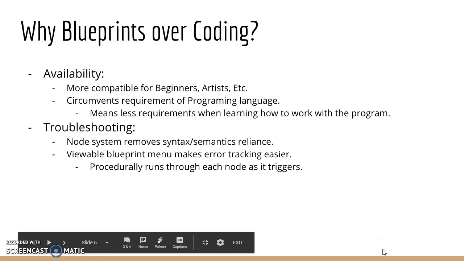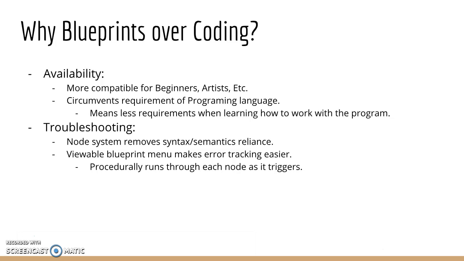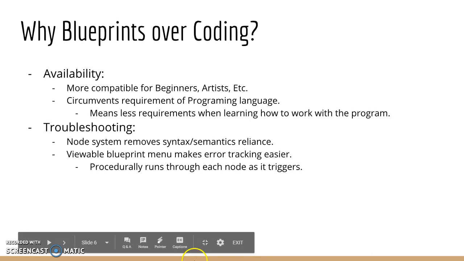Further making blueprints, and in turn Unreal, better than Unity is the blueprints' ability to avoid and essentially troubleshoot errors due to its non-reliant nature on programming language. It doesn't require heavy amounts of syntax and semantics for the script to properly function. Instead, as we saw with the procedural motion between two nodes, we can actually see specifically when errors occur, as it won't be able to pass the node that an error occurs at.